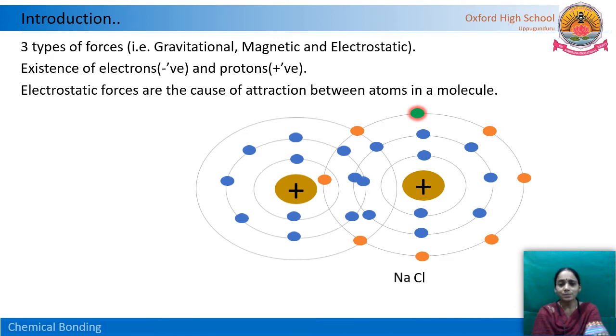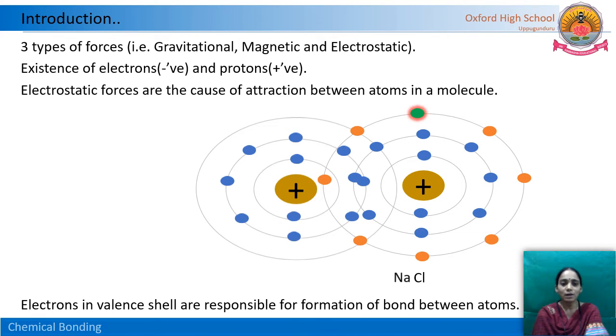Finally, the reason behind the formation of these attraction forces is mainly based on the outer shell electrons. Just now we discussed, those are the valence electrons. The valence electrons play a major role in the formation of bonds. Electrons in the valence shell are responsible for the formation of bonds between atoms. So you have to remember this point mainly. The attraction between atoms and the bond formation majorly depend upon the valence electrons.